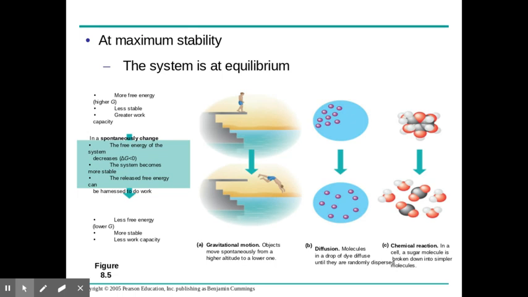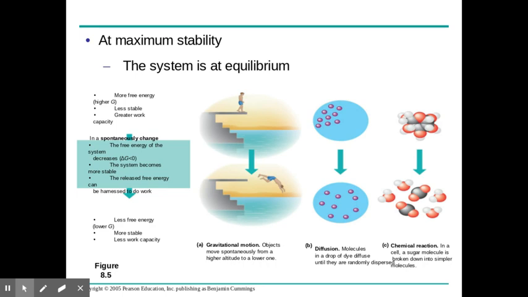At maximum stability, a system is at equilibrium. However, what you need to know is, as an organism, if we have a delta G, a Gibbs free energy, of 0, we have a system that can do no work. And if you as a system can do no work, you die.